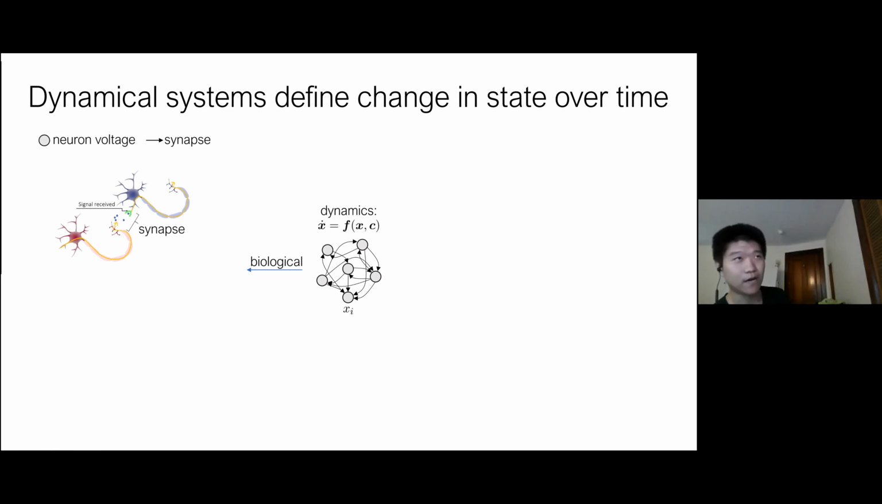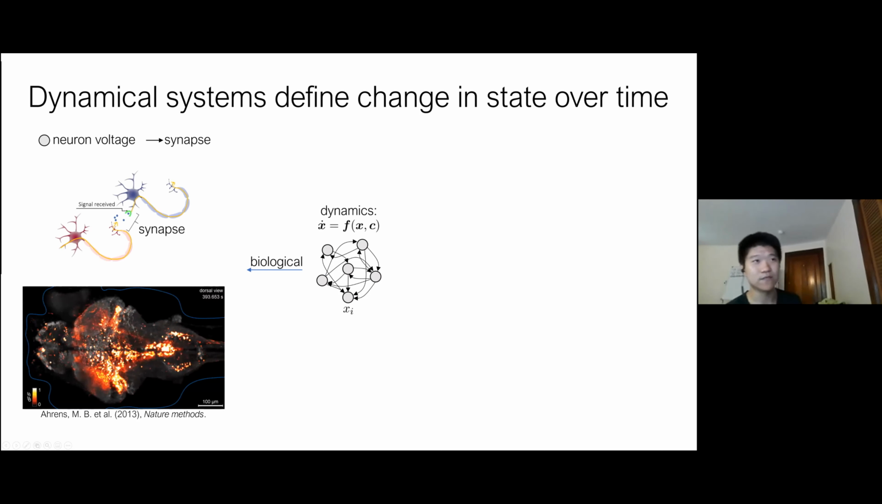One set of things I think about are dynamical systems in biological settings. In this case, a state might be the voltage of a neuron or a population of neurons. The parameters might be the synaptic strength of connection between the neurons. And this gives us, in biological systems, very complex spatiotemporal patterns of activity that produce lots of interesting behaviors and internal models.